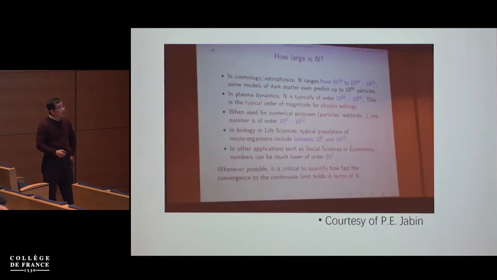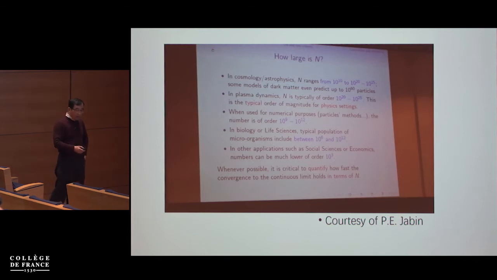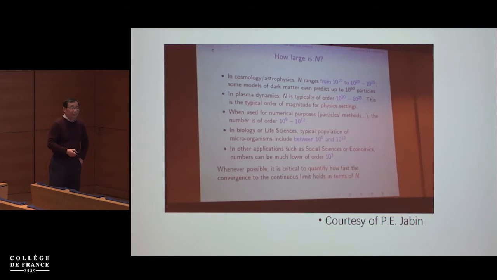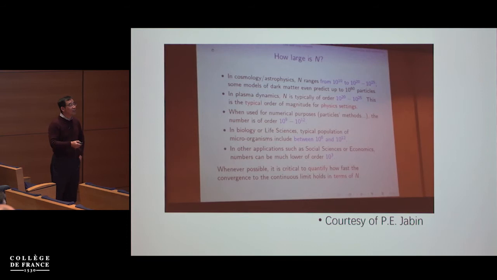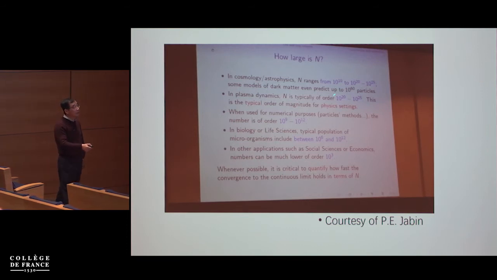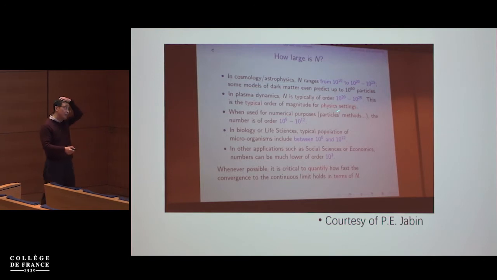All right, so here I used the slides of Pierre-Louis Lions, just to convince you that I didn't make up this problem. This is a problem that is well recognized. The keyword here is that n can be very large in all these different applications. Cosmology is easily 10 to the 20. If it's dark matter, it's 10 to the 60s. In plasma, it's usually 10 to the 20, 10 to the 25. Biology, 10 to the 6 or 10 to the 12.